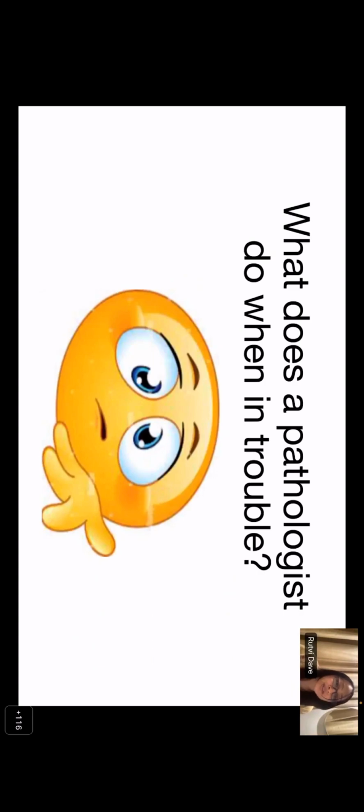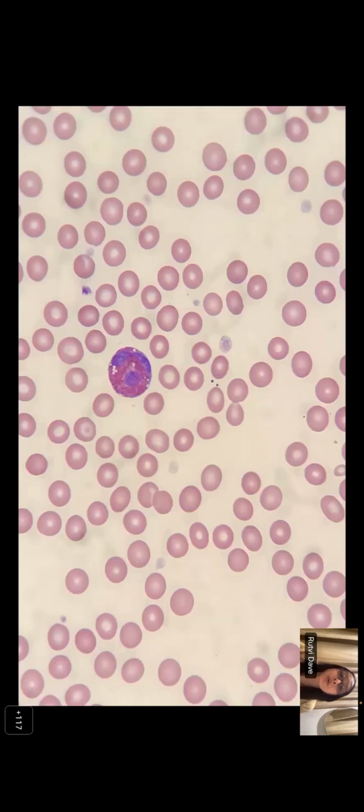So what does a pathologist do when he gets in trouble? What is the pathologist's favorite tool? Microscope. Yes, he looks under the microscope. That's what the pathologist does when he gets into trouble. The last resort is to look under the microscope, so this is exactly what we did. We saw the peripheral film under the microscope, and even if you look at the counts, there is eosinophilia.